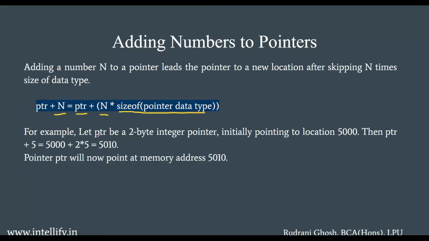So, for example, in case of an integer, when PTR will point to a 2-byte integer which has its base location at position 5000, then if we have to traverse 5 places ahead, that is n is 5, the address at the 5th location from the starting point will be 5000 plus 2 into 5, that is 5010. So it will point to the memory address 5010.